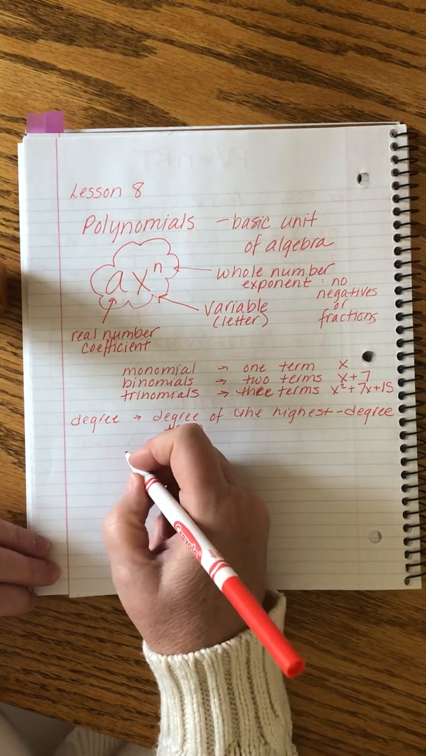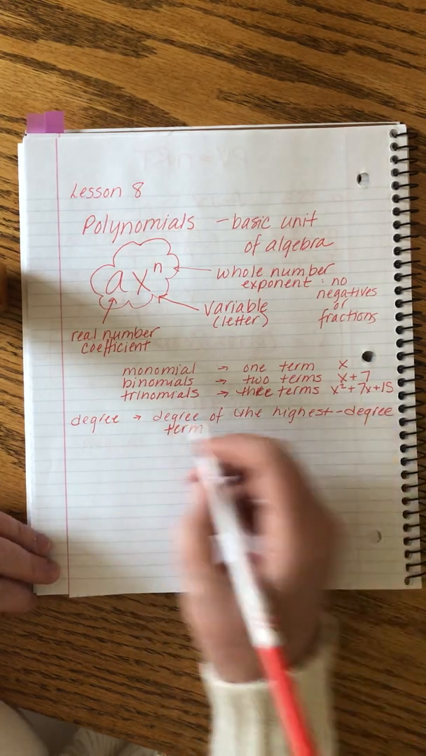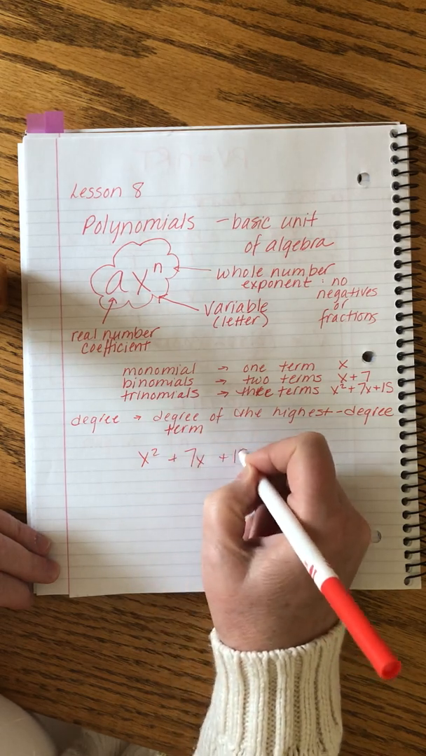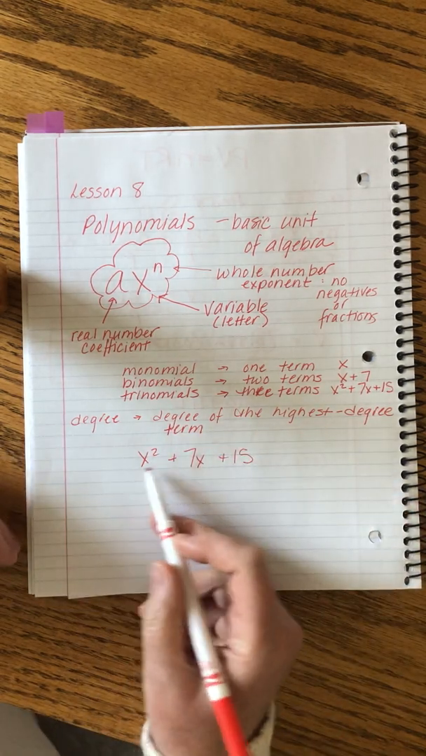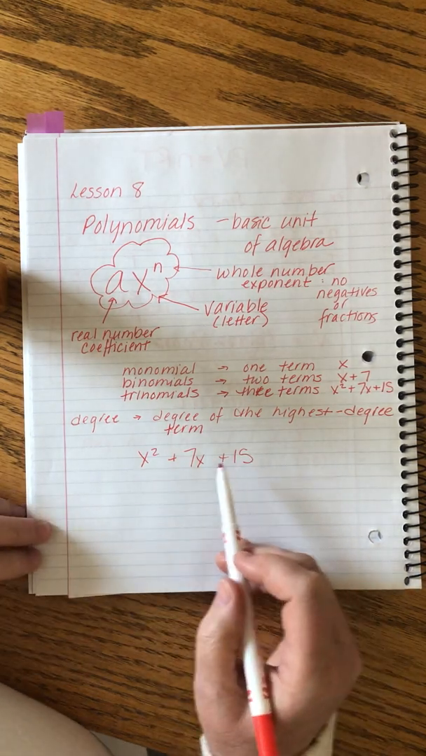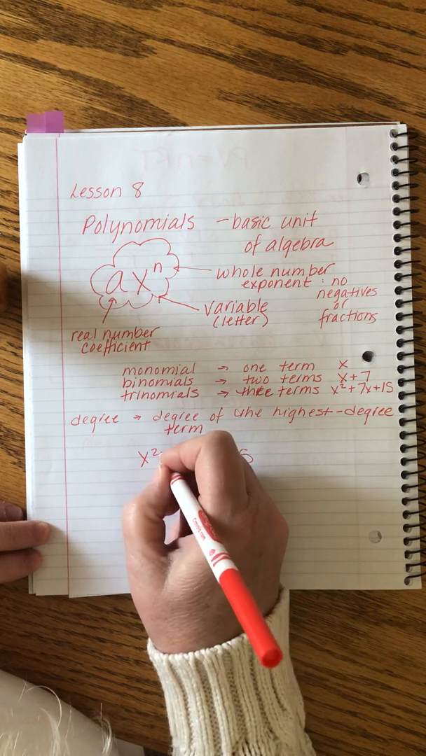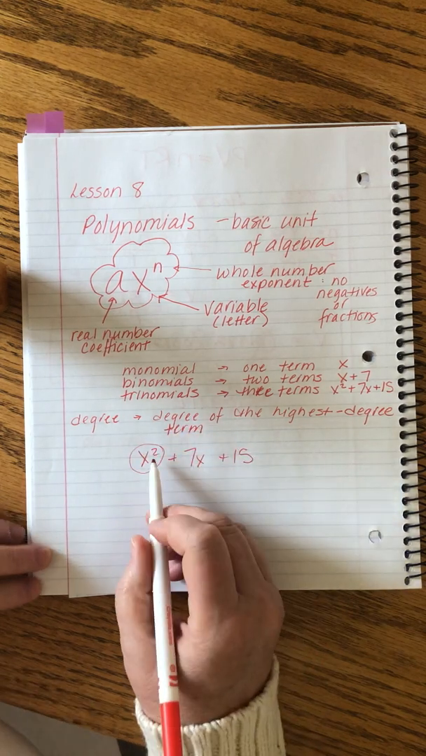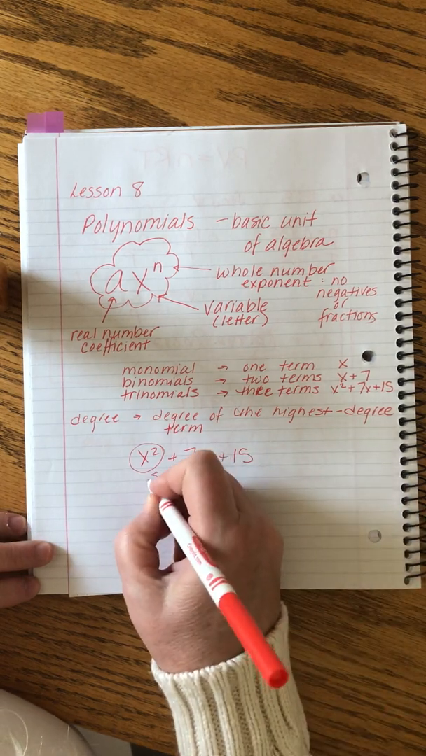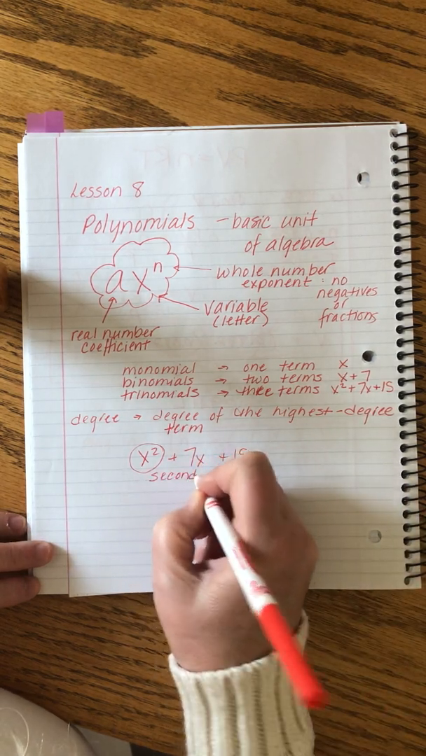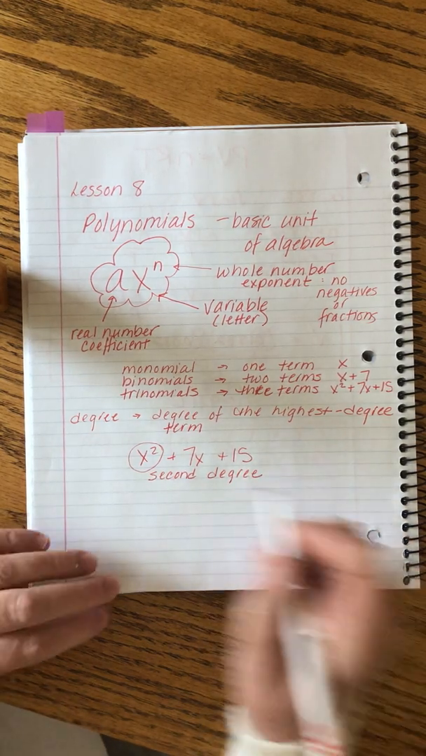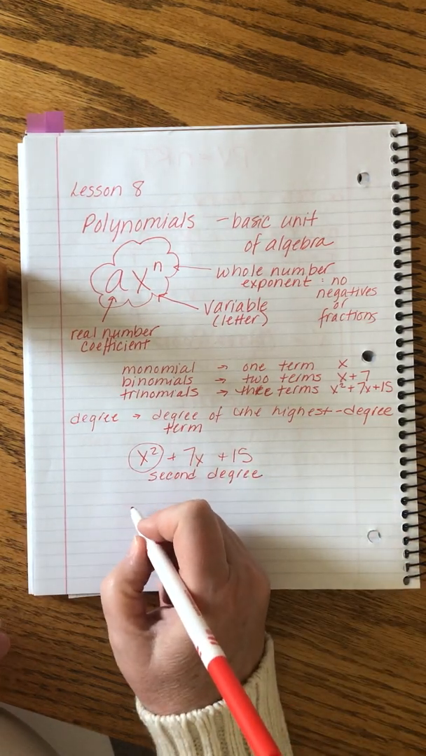Let's say that we have an equation. Let's just use this one: x squared plus 7x plus 15. And someone asks you, what's the degree of this trinomial? Well, you look at the terms, you find the one that has the highest exponent, it's this one, and you realize that the exponent is a 2. So this is considered a second degree polynomial. This always used to confuse me.